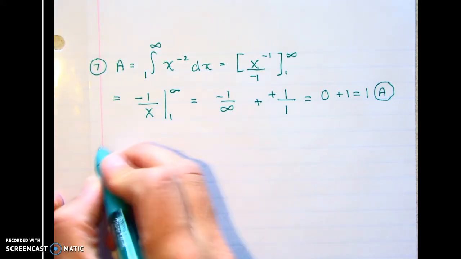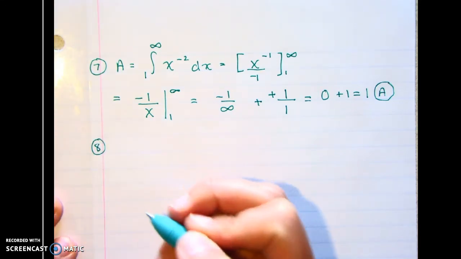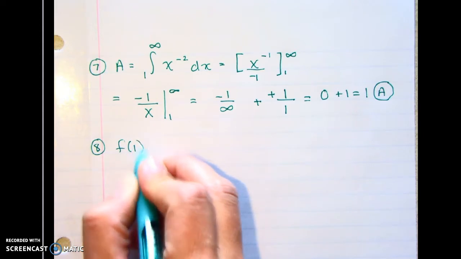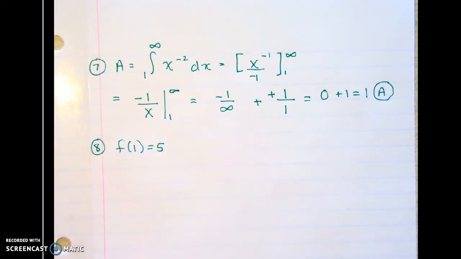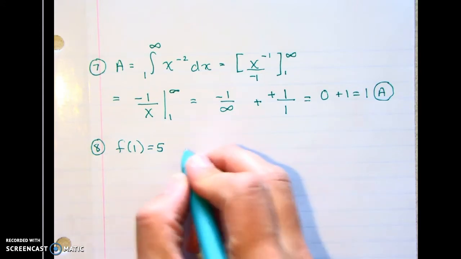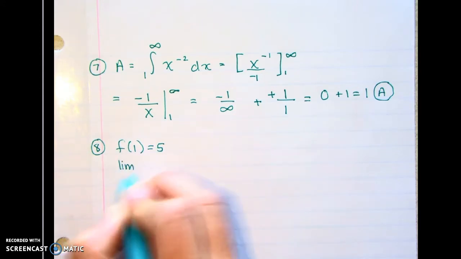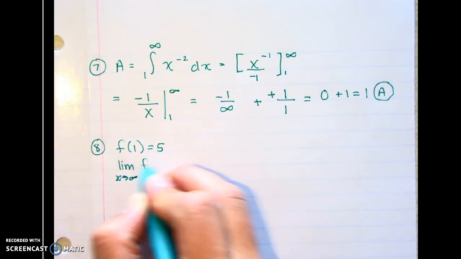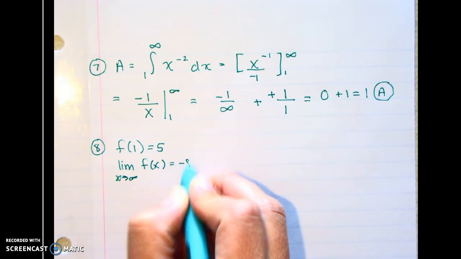Congratulations, everyone. Number 8. Let f be a differentiable function with the properties that f of 1 equals 5. I'm reading from the book. Okay, so that's an initial condition. The limit of f is negative 8. Hold on here. Limit as x approaches infinity. That means it's a horizontal asymptote. I wonder if that's a clue for us.